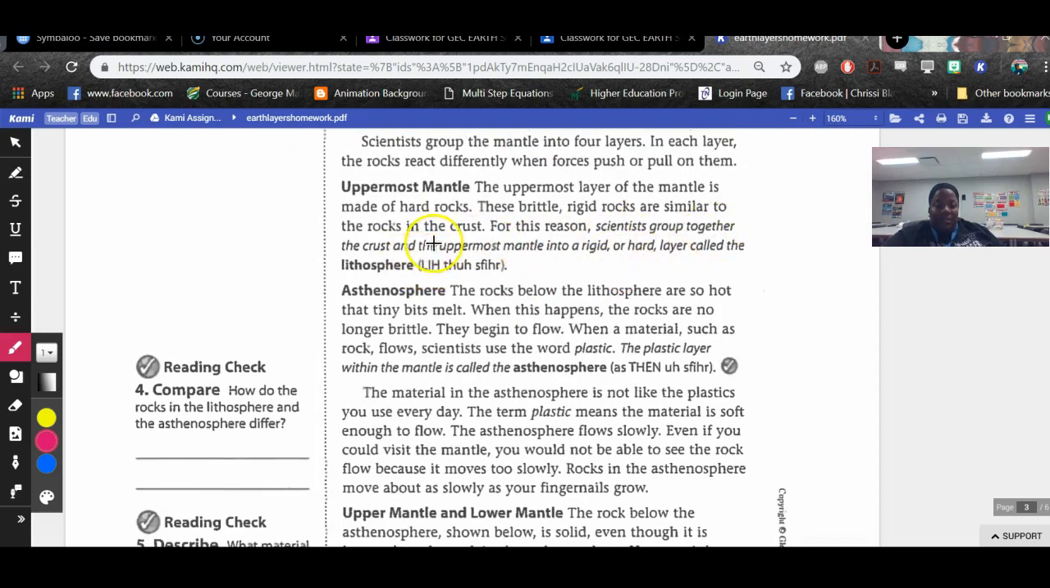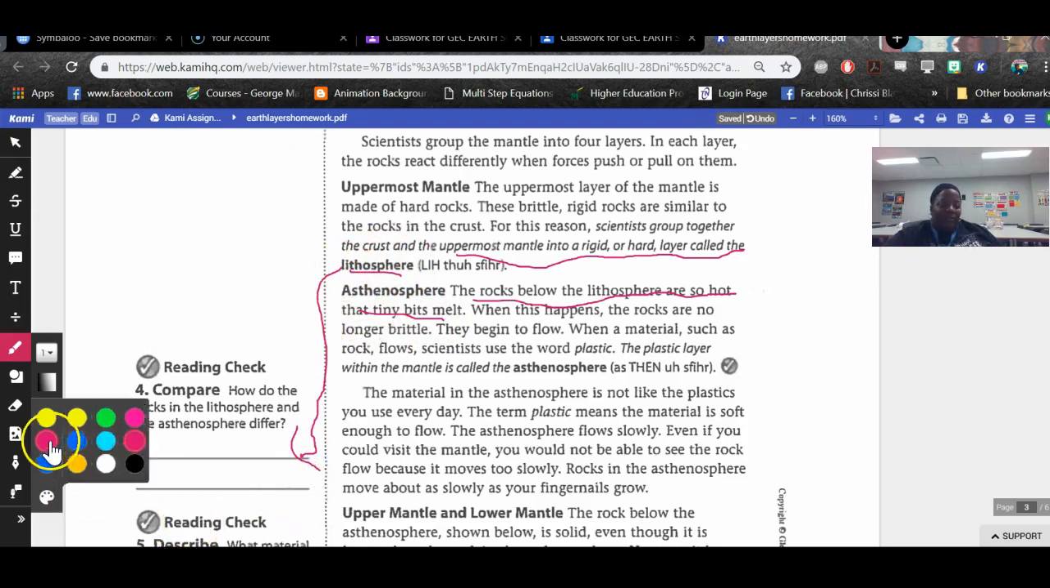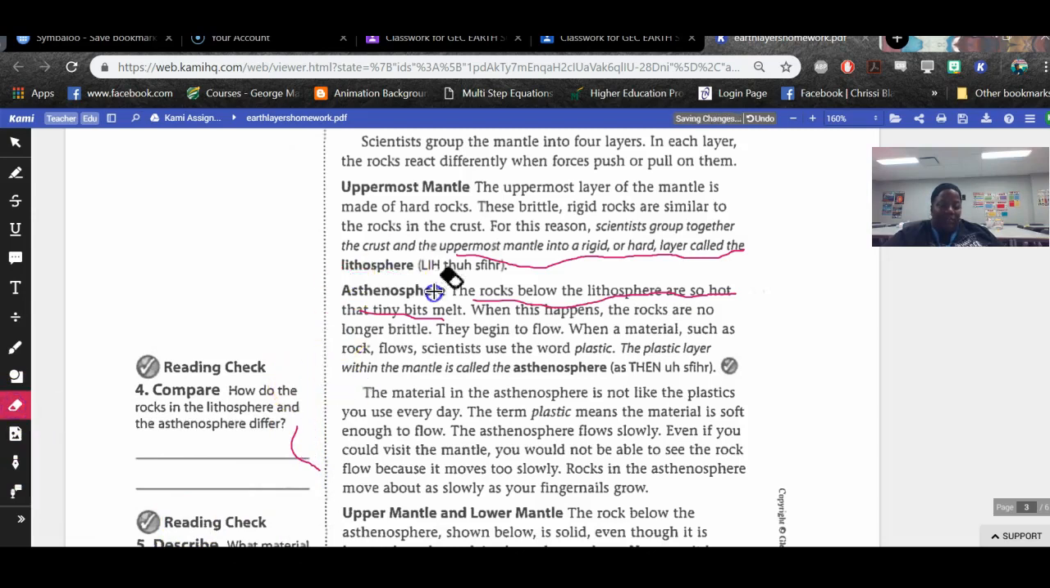For this reason, scientists group together the crust and the uppermost layer of the mantle, these brittle, rigid rocks similar to the rocks in the crust. I would say the uppermost layer of the mantle is a hard layer called the lithosphere. And then the asthenosphere, it's not so hard. The rocks below the lithosphere are so hot that they flow. So you have the lithosphere, the hard, and then the asthenosphere, the plastic. However you can word that would go right here. Okay, and now moving on.